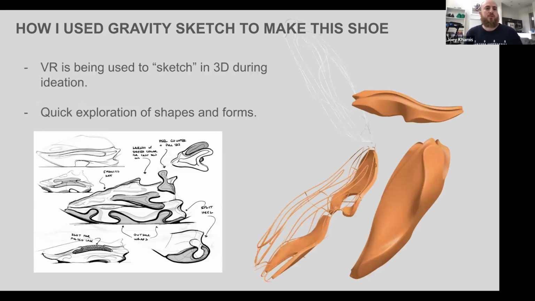So, how I used Gravity Sketch to make this shoe. These were some of the early hand-drawn sketches, some pen and paper, some on the iPad, and on the right is a mixture of those, translating those ideas to Gravity Sketch. That idea of sketching in 3D and ideating gives you a better way of exploring forms in three-dimensional space.